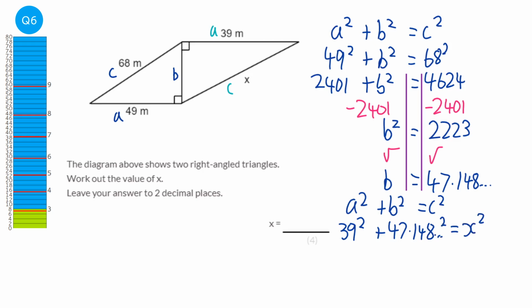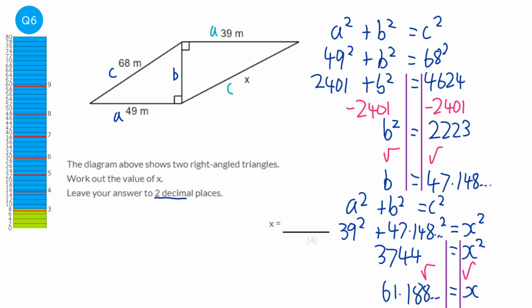Okay, so we need to square that. So we do 39 squared plus 47.148 squared, and that will be 3,744 equal to x squared. And we just get our lines in because we need to square root both sides, and we get 61.188 blah blah blah is equal to x. It says it wants it to 2 decimal places, so that will be 61.19.